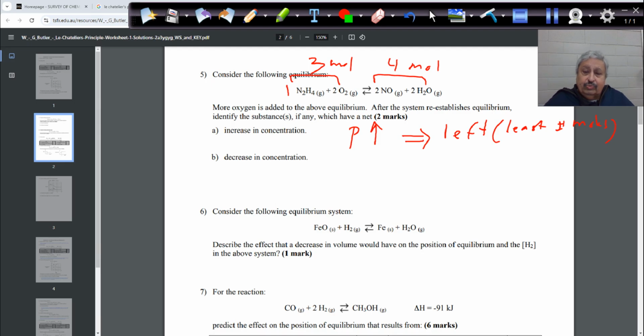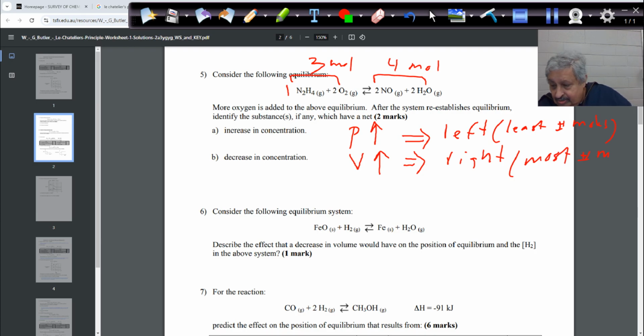Okay. What will happen if you increase the volume? Where will be the shift? Increasing the volume, decreasing the pressure, will shift to the most number of moles, correct? Right? Most number of moles.